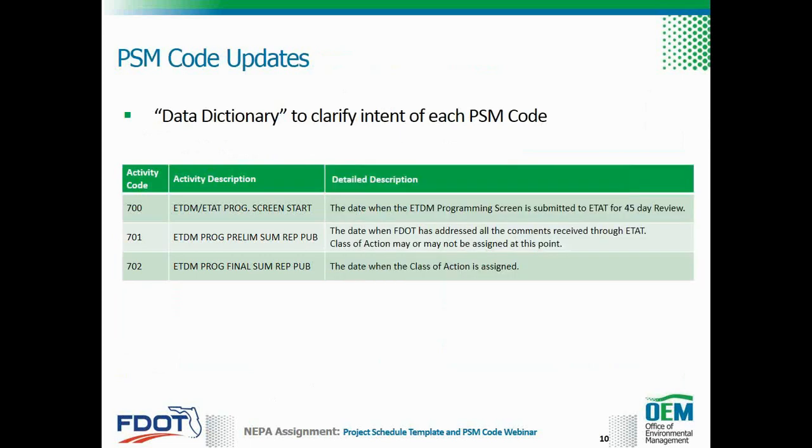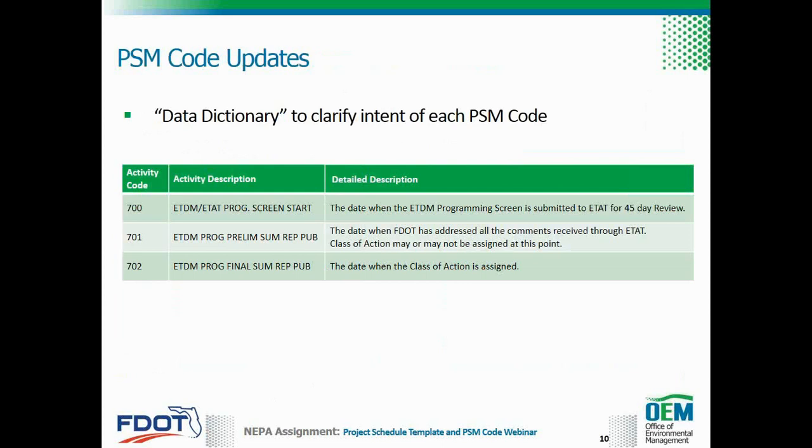Secondly, sometimes it may be unclear on what exactly the activity is referring to. An example is PSM code 701 and 702. 701 refers to ETDM preliminary summary report published date, while code 702 refers to ETDM final summary report published date.